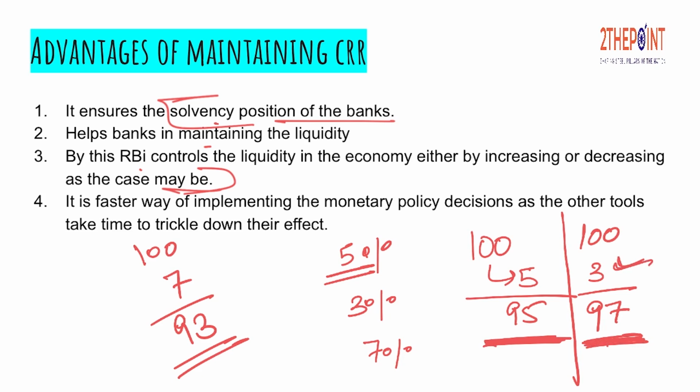And when it wants to suck out the liquidity, they will increase this requirement so that fewer loans are created in the market. So this is how it regulates the liquidity supply in the economy. Last is, it is a faster way of implementing the monetary policy decision, as the other tools take time to trickle down their effect.